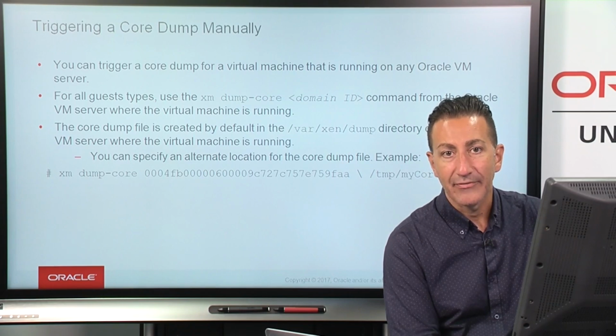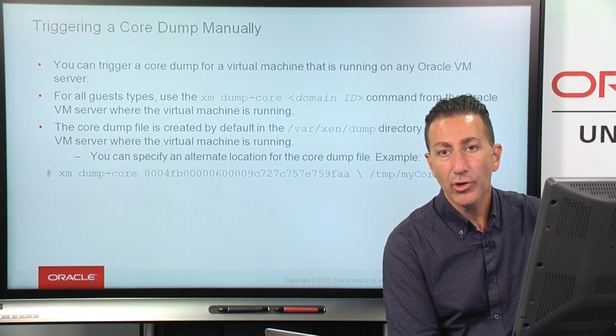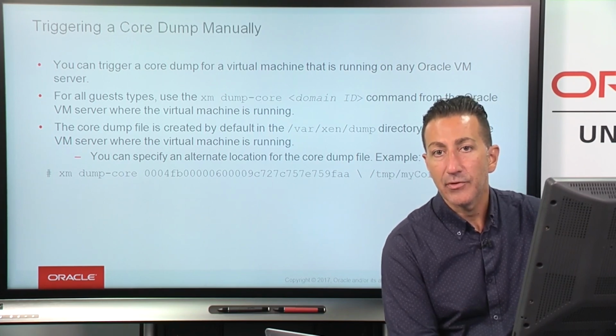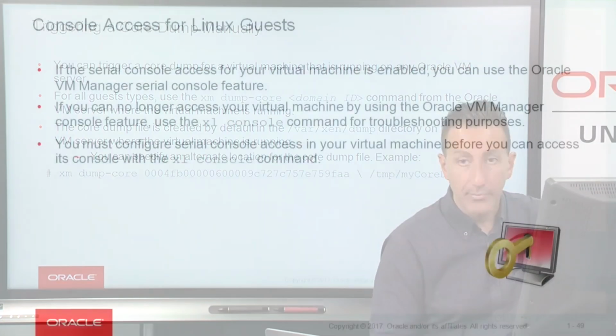And to do this, you have xm dump-core, the ID of the domain of the virtual machine, and you provide, for example, a way to specify a different, alternate directory. If not, by default, you see we use var/xen/dump.